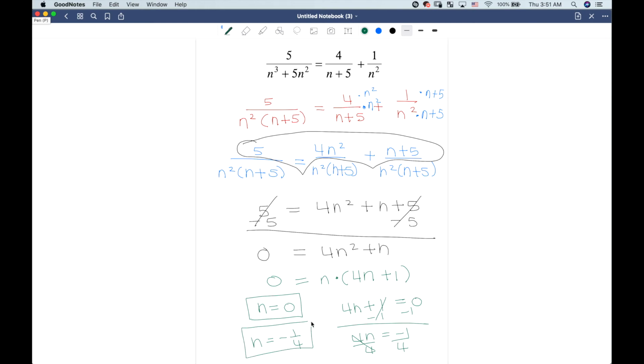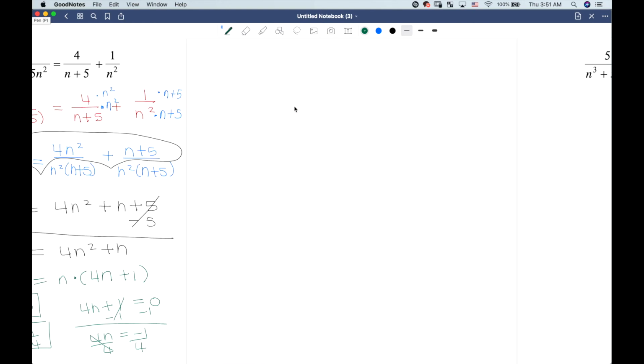So we have 2 solutions. Remember in the beginning of the video, I mentioned that when you're solving rational equations, you can have 3 possible answers. You can have 1 solution, 2 solutions, or no solutions. And right now we have 2. But again, it's not guaranteed that these are the right solutions. So you have to go back and check your answers. So that does make the problem longer, but I'm sorry, it's just something you have to do. So 0 and negative 1 over 4 is what we're going to check.